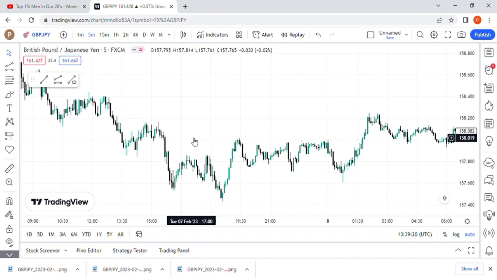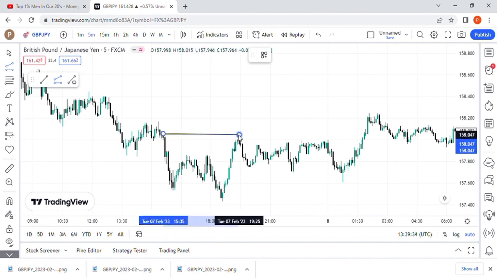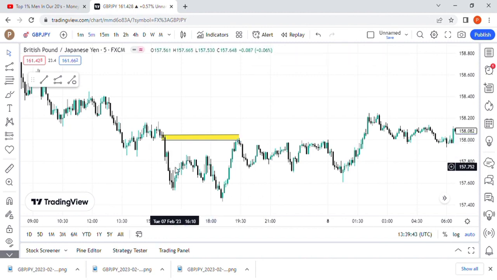After marking the supply and demand key levels on the chart, you wait for a retest of the zone for more confirmation. You wait for the market to come back to the zone. Then you can place your stop loss below or above the supply zone. That's how to trade supply and demand. Okay, this is another example.